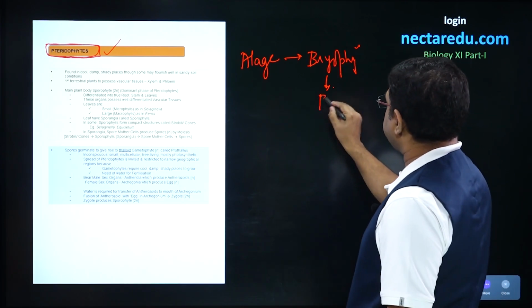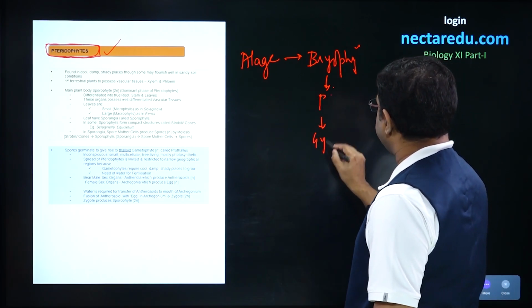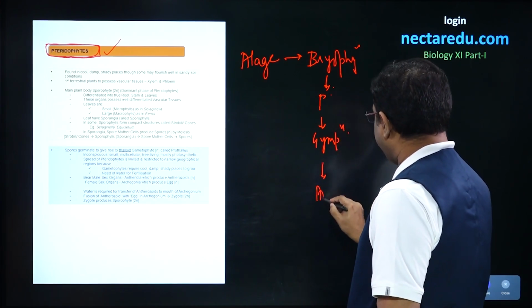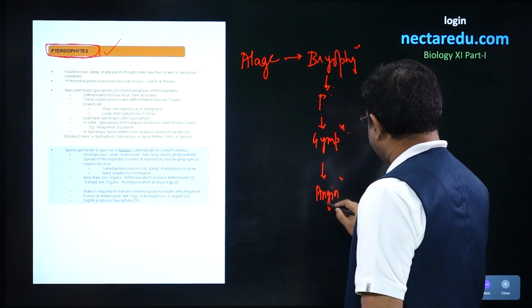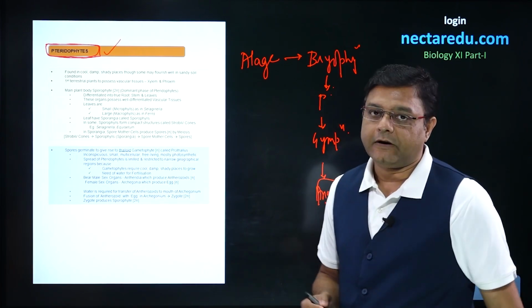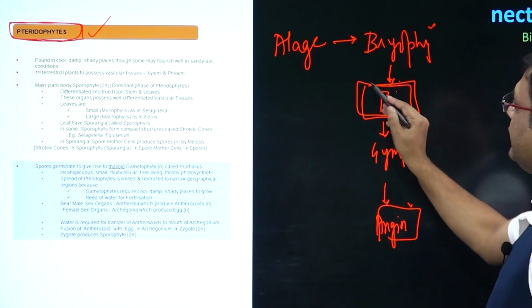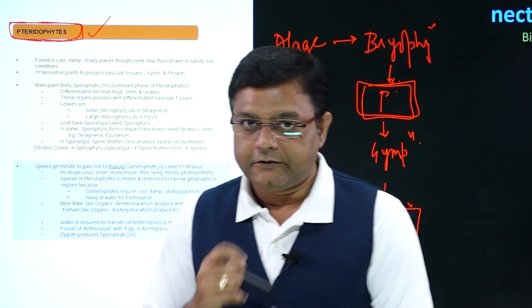After the pteridophytes, there will be gymnosperms, which will come in the evolutionary table, and at last there will be angiosperms or the flowering plants. So, in this particular video, we are looking into the details of pteridophytes.